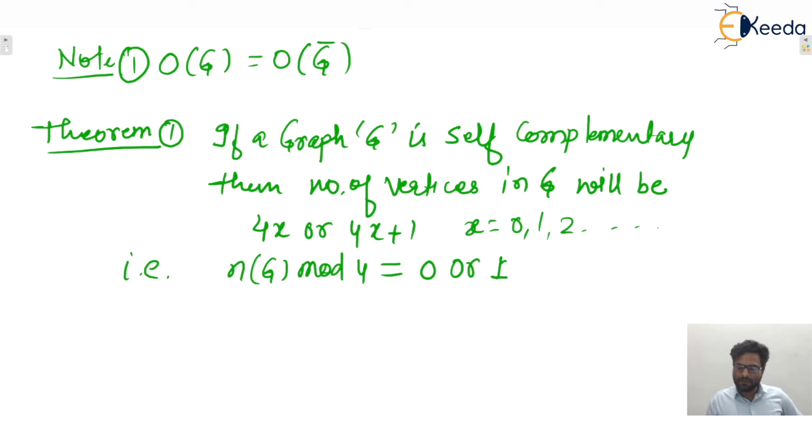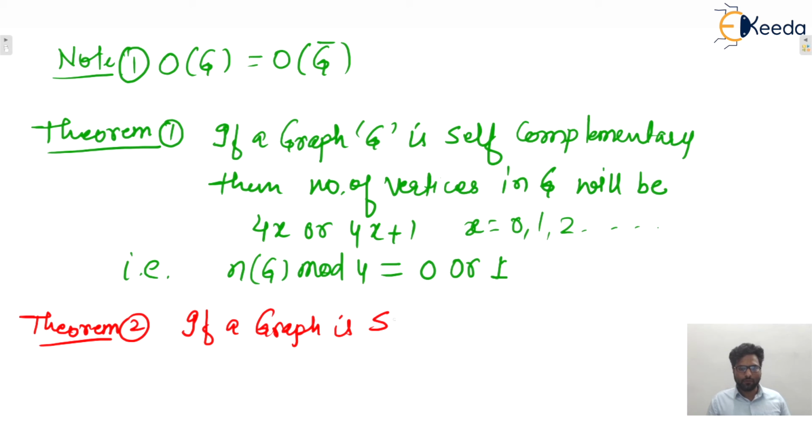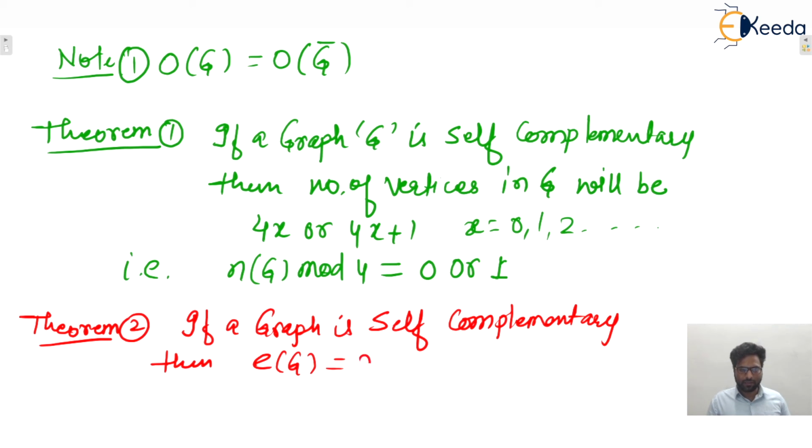Next theorem. This has been asked in a previous year GATE exam also, so be careful. Theorem number 2 says that if a graph is self-complementary, this is also one way, then the number of edges in that graph will be n into n minus 1 divided by 4.